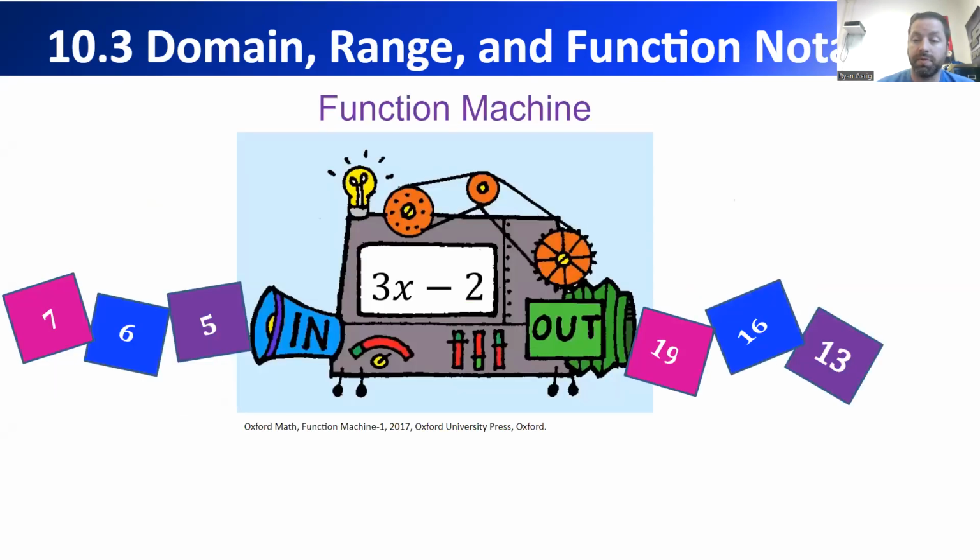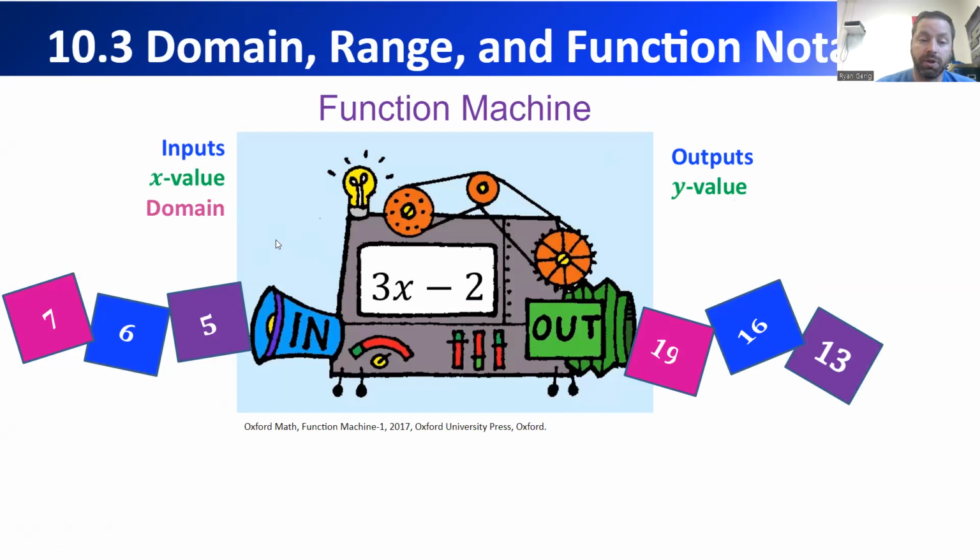Little recap, you've talked about this function machine before. It's something that does the same thing to all the inputs that you put in and gives you the outputs. Okay, so we're going to take a look at that a little bit deeper. We talked about how these were the inputs. 5, 6, and 7 were inputs, or X values, and the 19, 16, and 13 were outputs, or Y values.